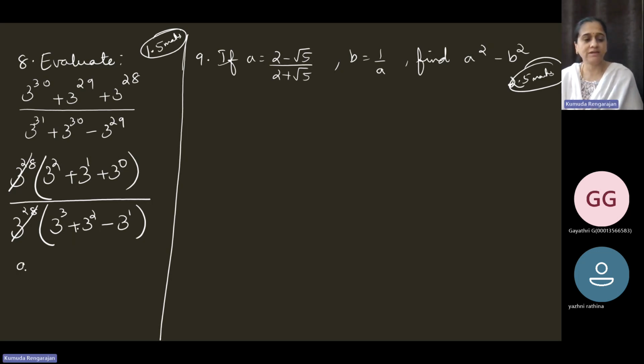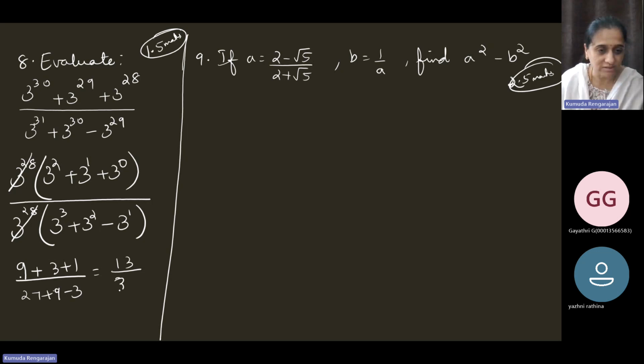So you get 9 plus 3 plus 1 over, not 9, 27 plus 9 minus 3. 13 by 33.